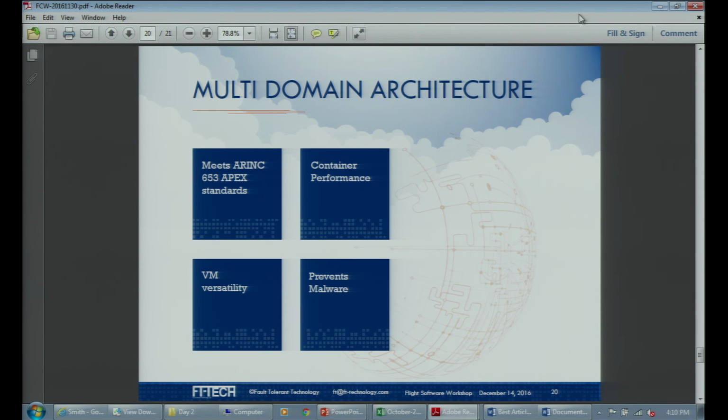So it meets all the ARINC 653 specifications. It has container performance. It has virtualized system versatility. You can run multiple operating systems in multi-domain architecture in native mode, and it prevents viruses.